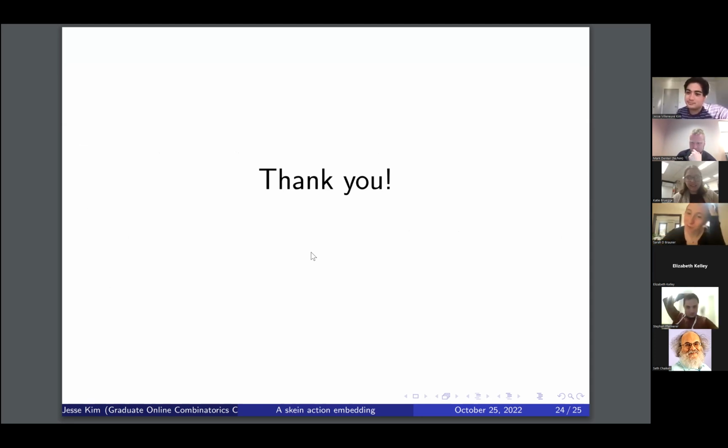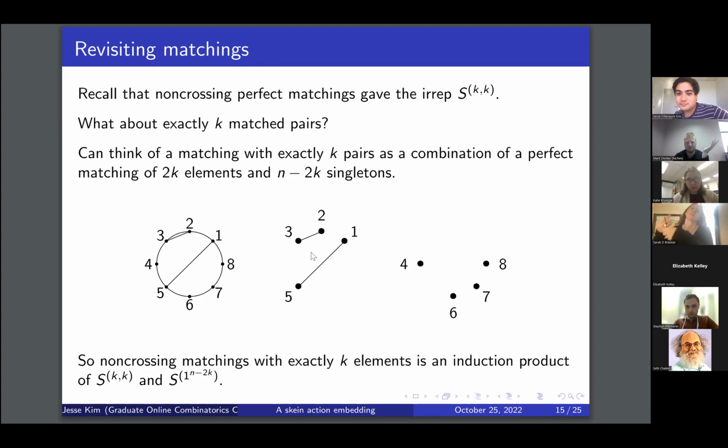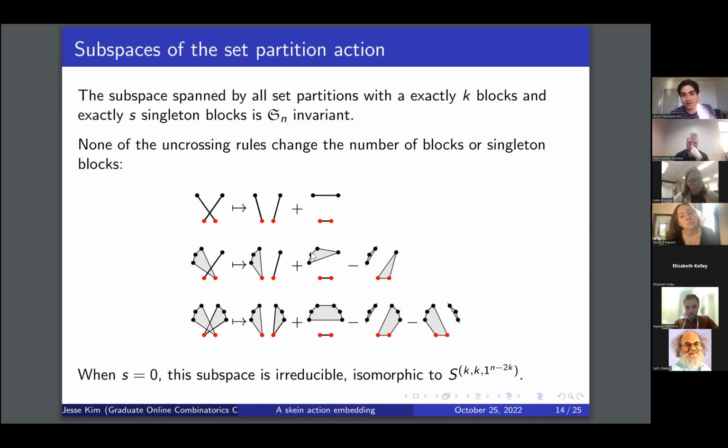Okay, we have lots of time for questions if anyone has any. Does anyone have questions? My immediate question is, when you came up with this embedding, you said you could use the kernel to generate these, I don't know what you call them, generalized Ptolemy relations. Yeah, uncrossing rules. I call them uncrossing rules here. They're also called skein relations. Okay, but these are just skein relations for transpositions. Is there a way to use your more general understanding to get the uncrossing rule for larger permutations?